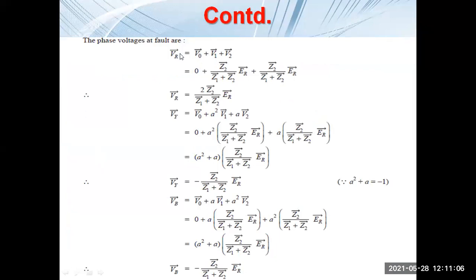Next, after that, we'll calculate what is VR, what is VY, and what is VB. So VR is V0 plus V1 plus V2. Vy will be equal to V0, and we'll just substitute those values. I will just derive, because unless I derive, you cannot understand. Normally, I don't read out a mathematical expression in the class. We have to derive it and understand. So let me go to the board and we'll discuss.